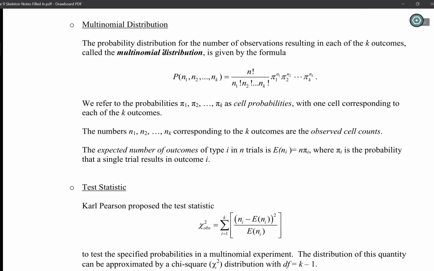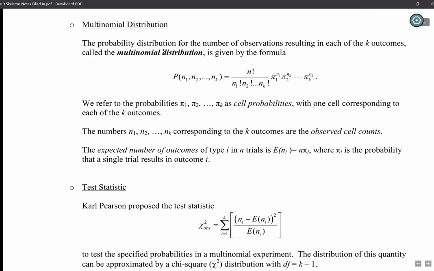We're going to call pi 1, pi 2 up to pi k cell probabilities, and of course they correspond to each of the k outcomes. And we have observed cell counts n1, n2 up to nk. Now the expected number of outcomes of type i out of n trials is simply the number of trials times the probability of seeing the ith outcome.